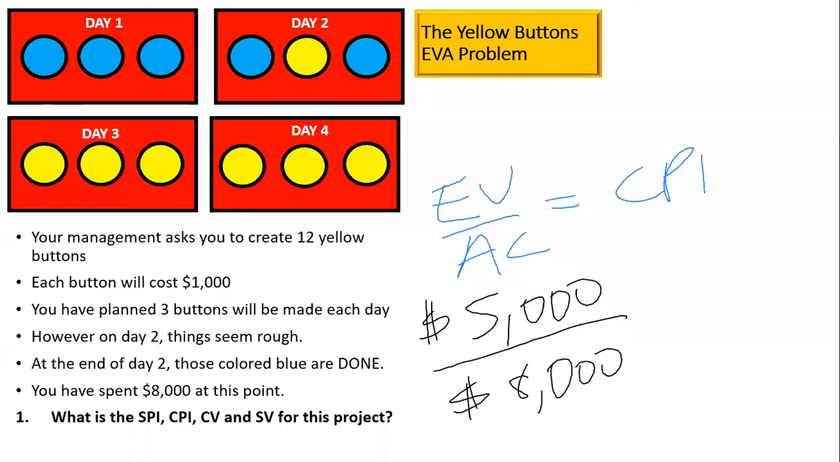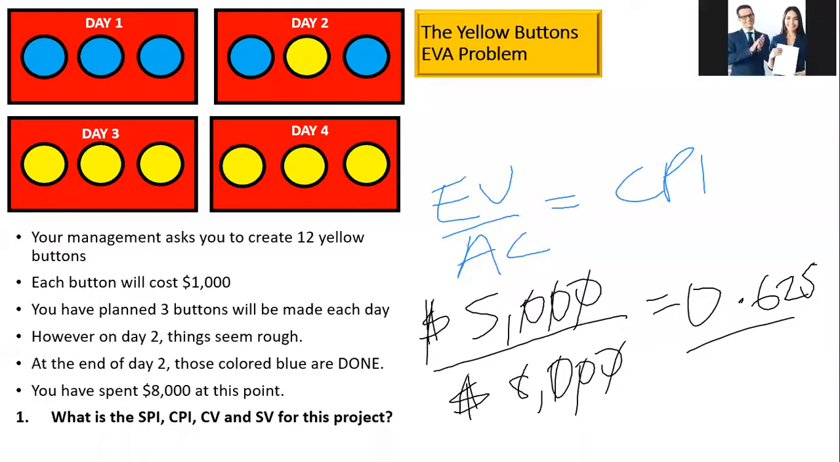So the zeros cancel and the dollar signs cancel, and you have 5 divided by 8. And if you follow through with that, you get an answer. 5 divided by 8 is 0.625. So the answer to this problem is 0.625. And that, my friends, is how you calculate the cost performance index.